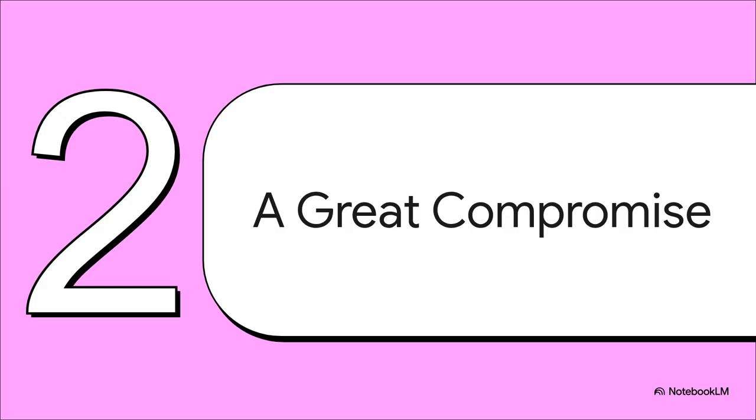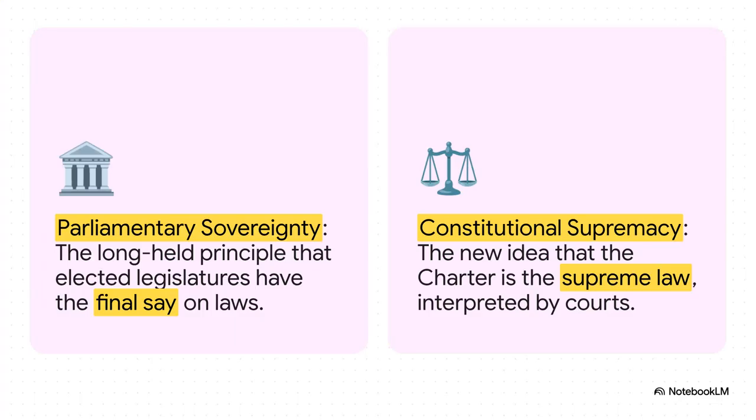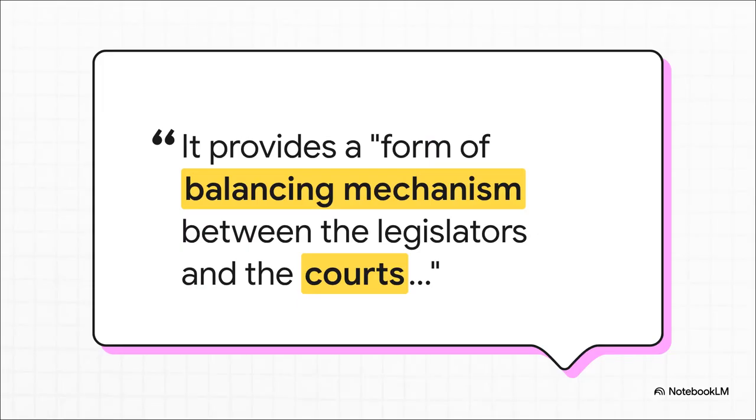At the time, the country's leaders were just fundamentally split on a huge question about how we should be governed. And this slide right here just lays out that standoff perfectly. On one side, you had provinces digging their heels in for parliamentary sovereignty, this traditional idea that the people we elect should always have the final word. But on the other side, the federal government was pushing for something new, constitutional supremacy. That's the idea that the new charter, as interpreted by judges, would be the supreme law of the land. They were completely stuck. So what was the solution?